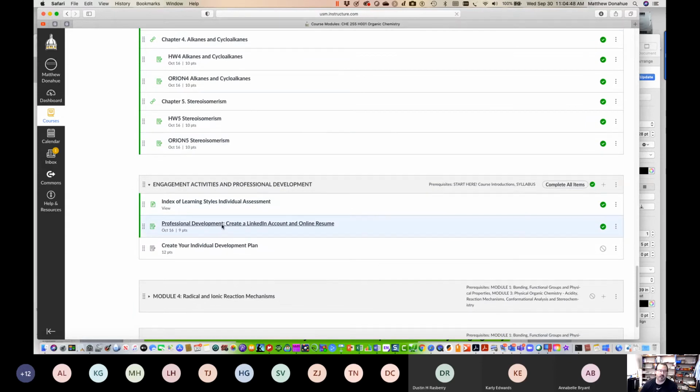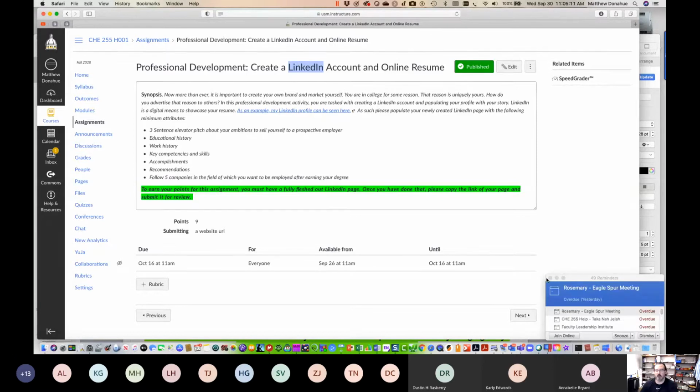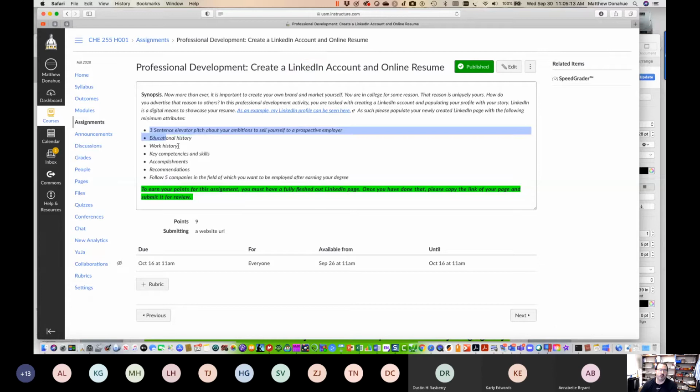The professional development activity, so there's directions here. I try to include stuff like this that is more forward thinking in terms of your future career. You can never start too early for this. LinkedIn is basically a website where you can create a resume. You can click this link to see what mine looks like. But you need to do all these different things to earn your points. And then once you create your account, you'll submit the web link to me, and I'll use the SpeedGrader and assign points.